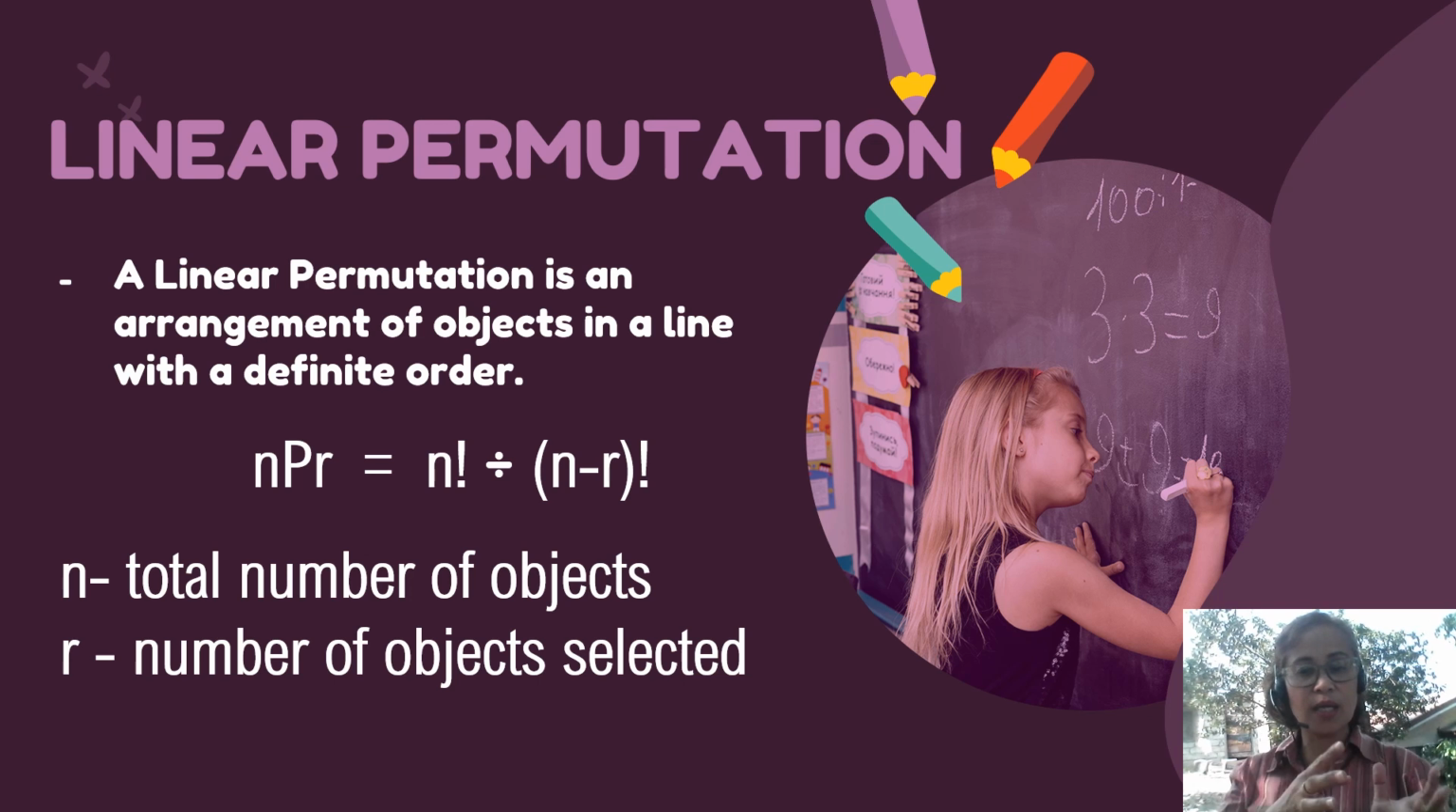So in the case of my example a while ago, the total number of objects that I'm arranging there is 3 because I have 3 students involved, Diane, Kevin, and Nicole. And r there is the number of objects to be selected at a time since there are 3 chairs. So which means I'm going to select 3 students at a time. So r there is also 3. Anyway, you will be familiarized with this formula in my next examples. I'm going to use it in the next example.